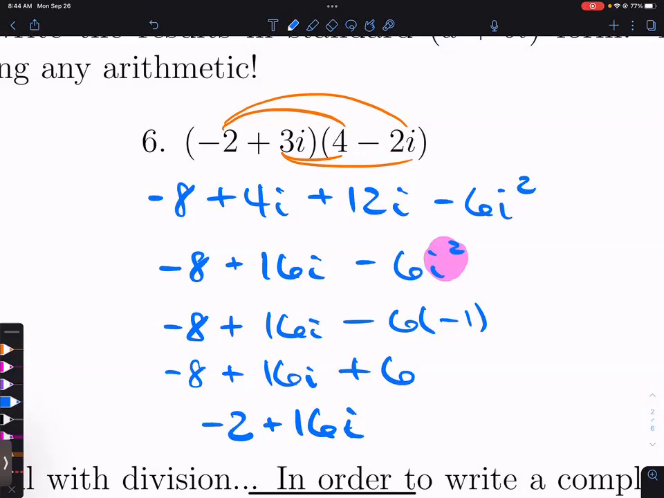Okay, so the actual multiplication part is exactly what we would do if it was an x instead. This part, combining those middle terms, 4i plus 12i, is exactly what we would do if it was an x instead. The only place we do anything differently is i squared. Because of how i works, we can simplify i squared to negative 1, which means this is actually not negative, but plus 6. It's actually a real number. We can then combine that with the real number sitting out front.